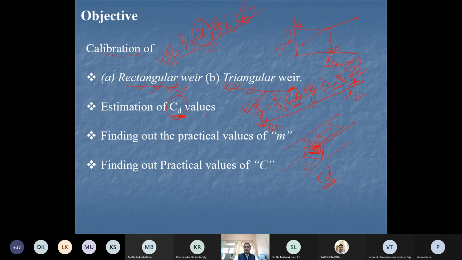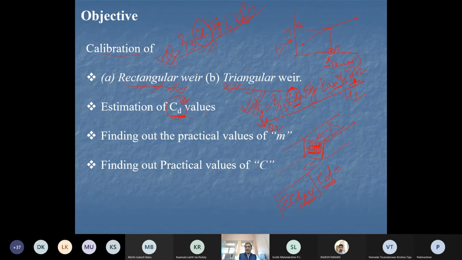Suppose n number of observations we have taken. And for all n observations, it should be theoretically the same CD value. However, there is a lot of error and the value of CD may change. So for all observations, if we take the average CD, it could be the more correct or accurate value of CD for these two weirs.